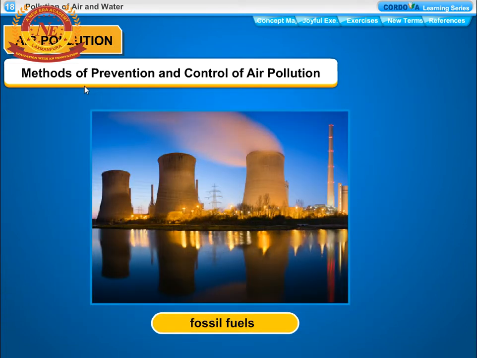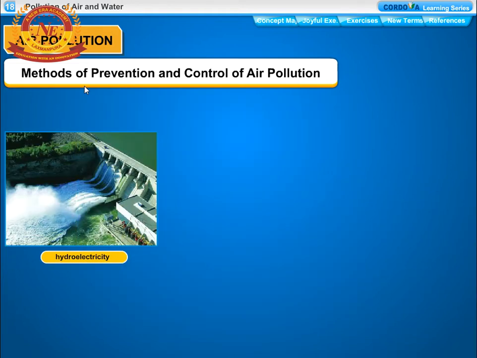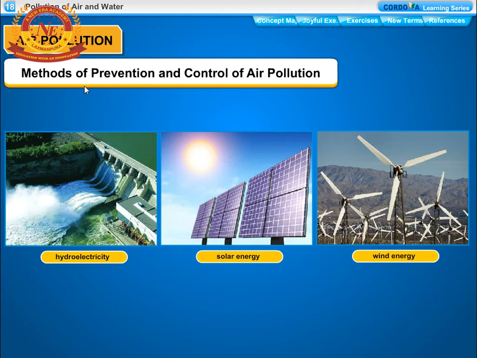A major part of electricity in our country is produced by burning fossil fuels, which cause air pollution. Hence, we must utilize cleaner sources of energy instead of fossil fuels for producing electricity. This could be hydroelectricity, solar energy, and wind energy.